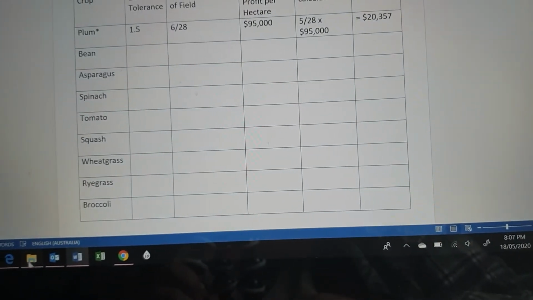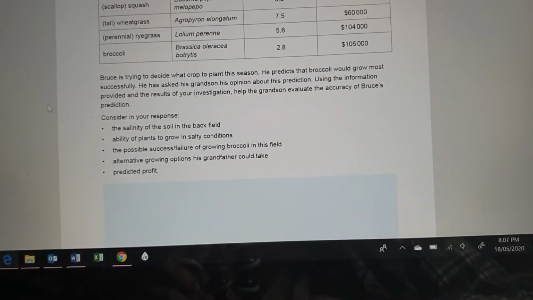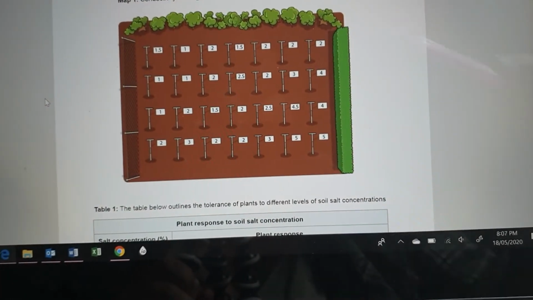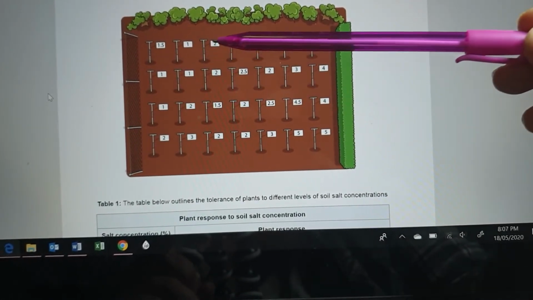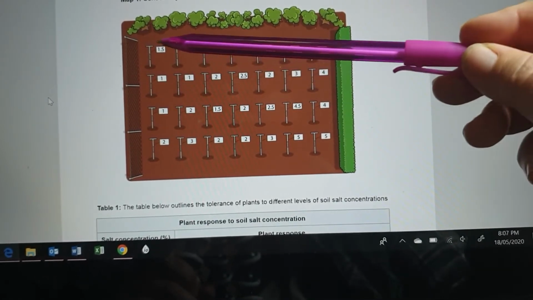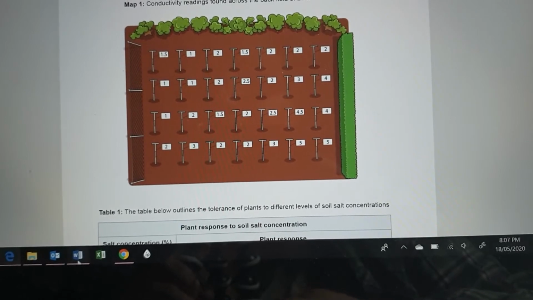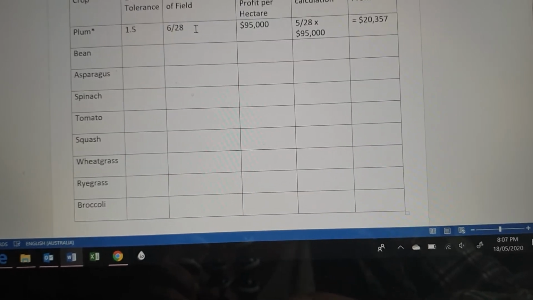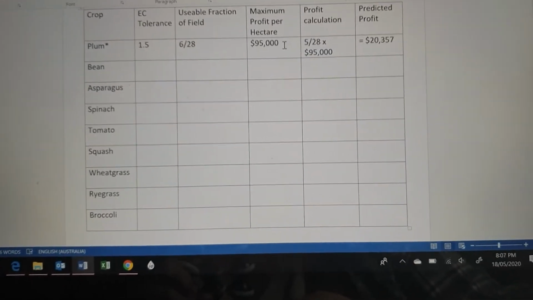When I look at the field, where could I grow plum? Wherever it's 1.5 or less. So I could grow plum successfully here, here, here, here, here, and here. So that's 1, 2, 3, 4, 5, 6 out of 28. So 6/28 of the field would be good for plum. If I had a whole hectare of it, it would be worth 95,000.